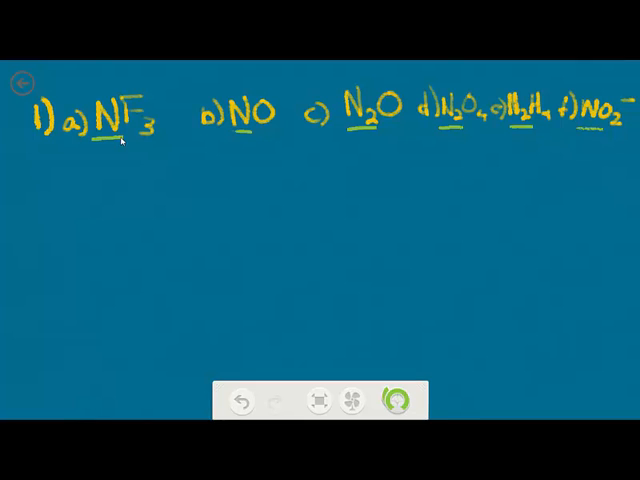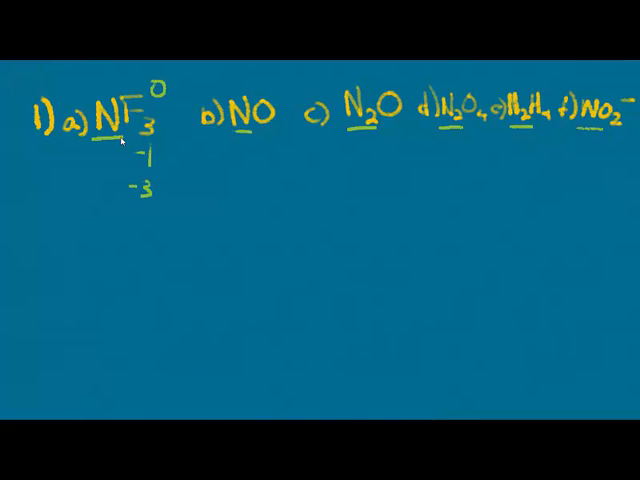So NF3. We know that fluorine is one of those cases where the ionic charge is always -1. Since we know that the overall charge is 0, that means the sum of the elements' individual charges would add up to 0. So with fluorine being -1, times 3, we'll get -3. Therefore, nitrogen has to be +3.